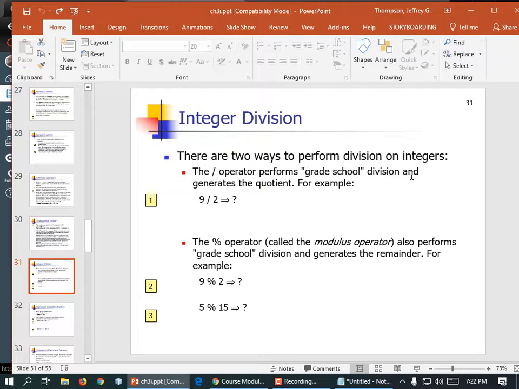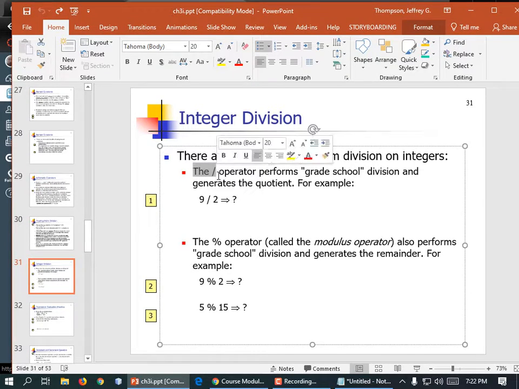So two ways to perform division on integers. You can do divide or you can do the percent sign. I don't think of that as two ways of doing division. But this gives you the quotient and this gives you the remainder. 9 divided by 2, 2 goes into 9 4 times. 9 modulus 2, 2 goes into 9 4 times with a remainder of 1. 5 divided by 15? Well, 15 can't go into 5. So 15 goes into 5 0 times with a remainder of 5.